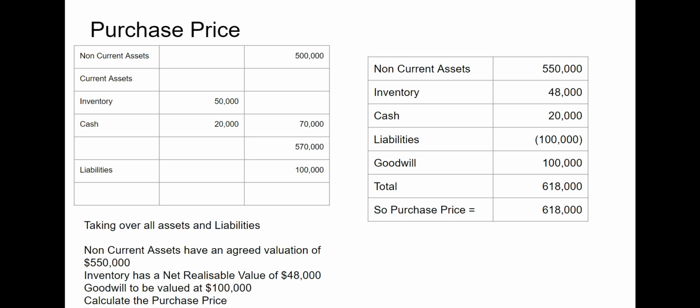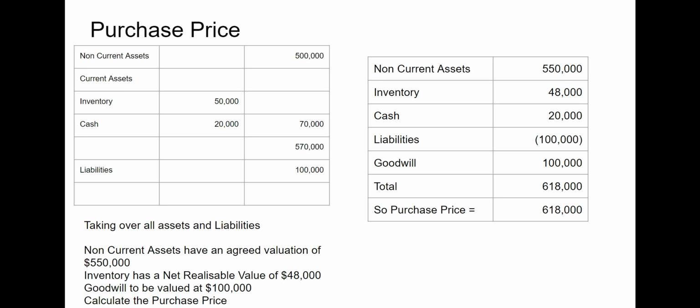So the value of the goodwill in this company. So starting at the top, okay, we don't use the 500,000 for the non-current assets when calculating the purchase price. We're going to use the agreed increase in value to 550,000. With the inventory, important to note, although the inventory in the statement of financial position was valued at 50,000, it's been agreed it's only worth 48,000.